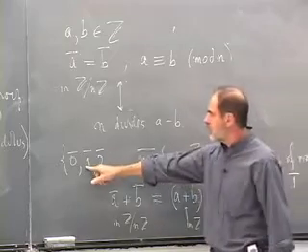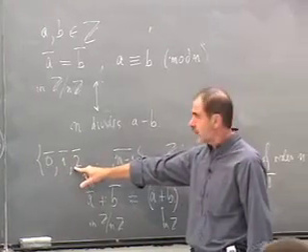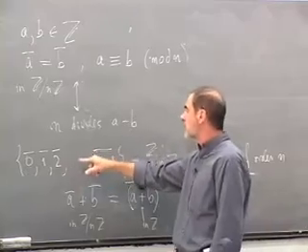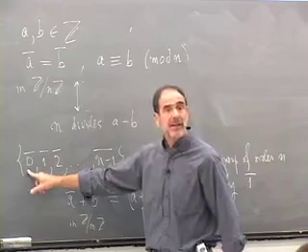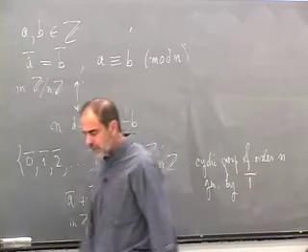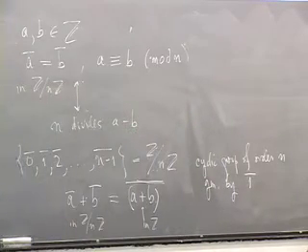Because if you take 1 bar and you add it to itself, you get 2 bar. And then if you add 1 bar, you get 3 bar. And you add another 1, you get 4 bar. And you get up to n minus 1 bar. And then you add 1 to that, you get back to the identity element. So this gives another description of a cyclic group of order n.